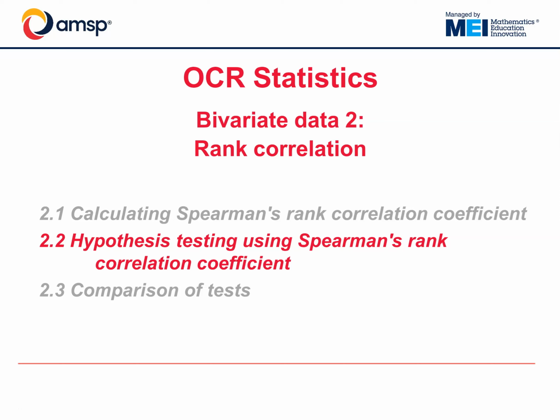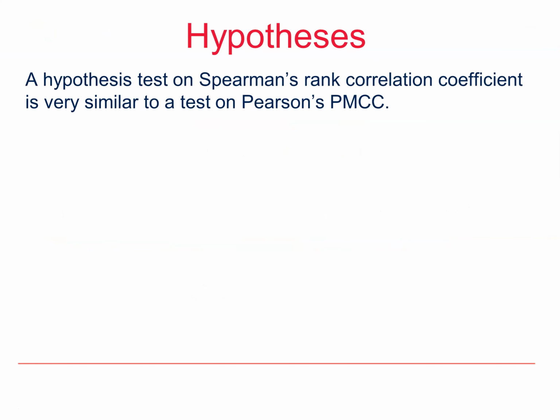Hello, this is OCR Further Statistics. We're in Bivariate Data 2, Rank Correlation, and the second video, Hypothesis Testing using Spearman's Rank Correlation Coefficient. This is just a variation on the method for Pearson's Product Moment Correlation Coefficient.